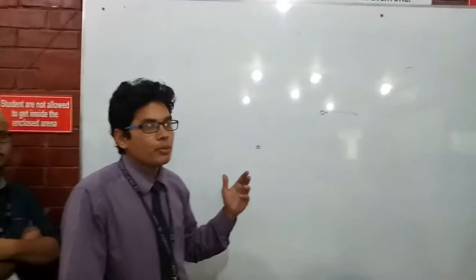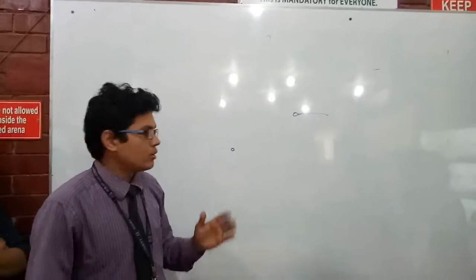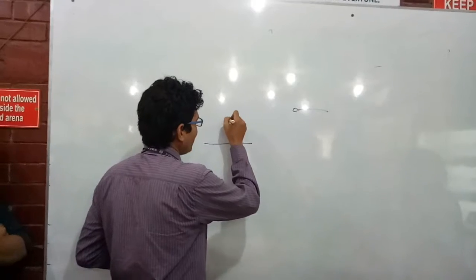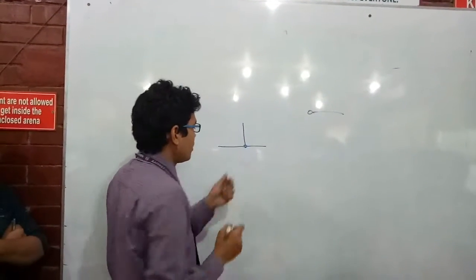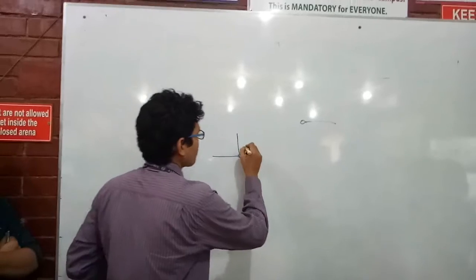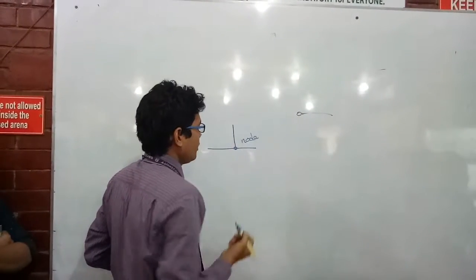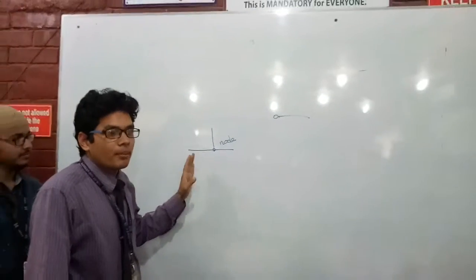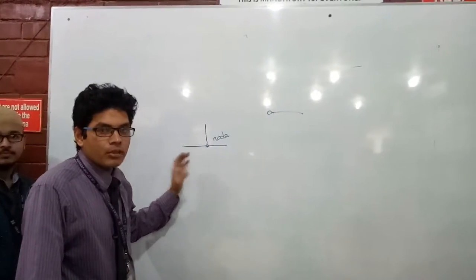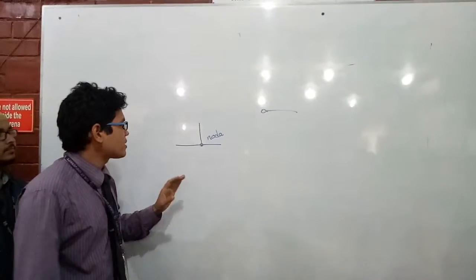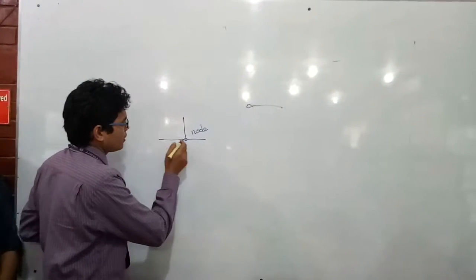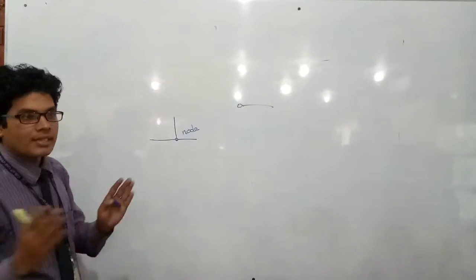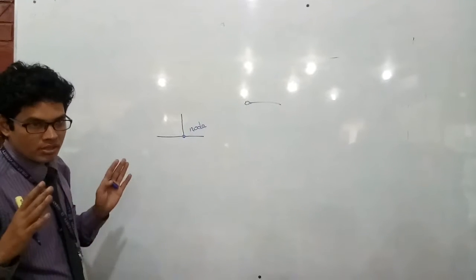A node should have more than two terminals. That means one terminal is this and this. Once we have one more additional terminal connected to this point, then it becomes a node. This is called a node. If we have more than one terminal, two terminals, connected to a point, then we call it a node. So in a node, Kirchhoff says that the incoming current is always equal to the outgoing current. The sum of incoming currents will be equal to the sum of outgoing currents.